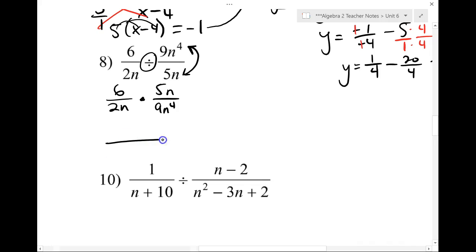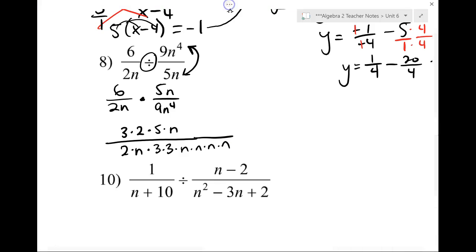So now again, combine the top and break it down. So 6 is 3 times 2. And then I have 5 on the other side times n. And then the first one on the denominator in the bottom is 2 times n times 9, which is also 3 times 3. And then I'm going to break down that n to the 4th into 4 n's.